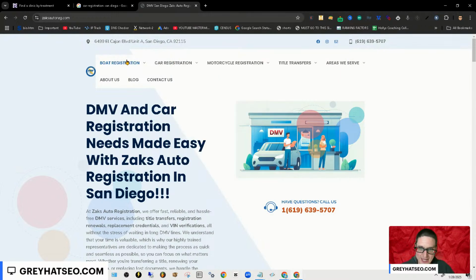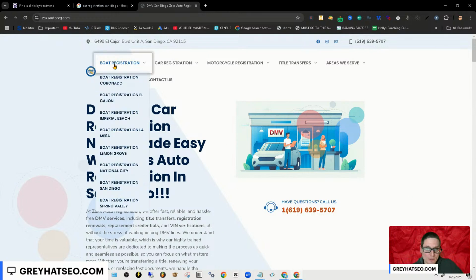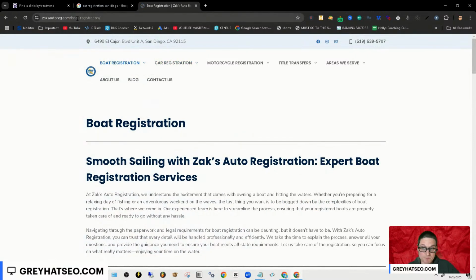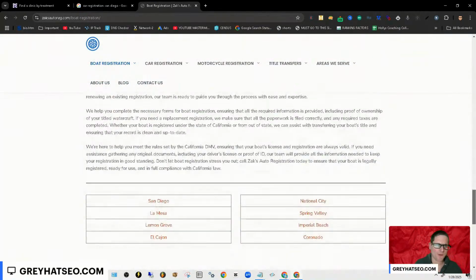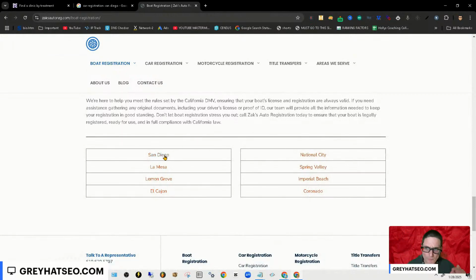With that being said, I think he's going for DMV on this page. I'm not sure why he added extra stuff. Doesn't matter. Top level page is going to be, in this case, boat registration. And then we do boat registration where? Well, there's going to be locations. If we scroll down here, I'm not sure where he put them. He does boat registration San Diego, La Mesa, Lemon Grove, El Cajon, Coronado.